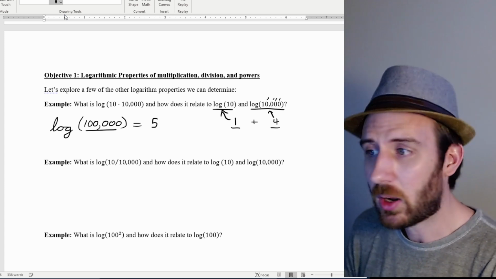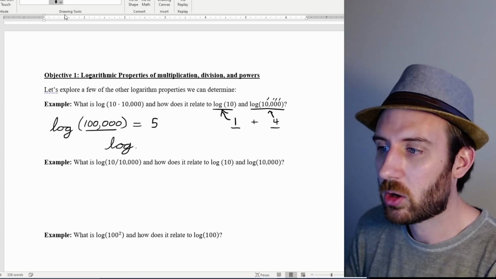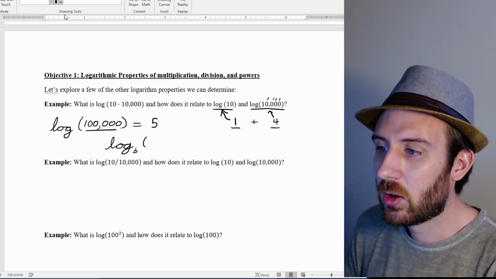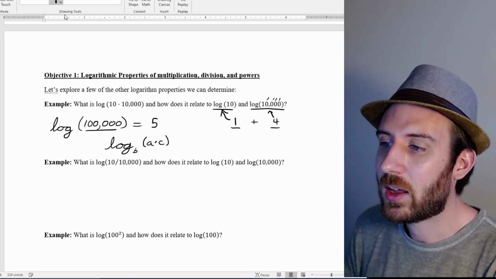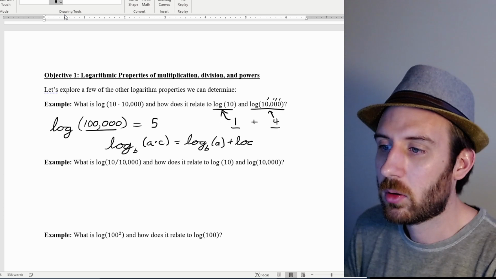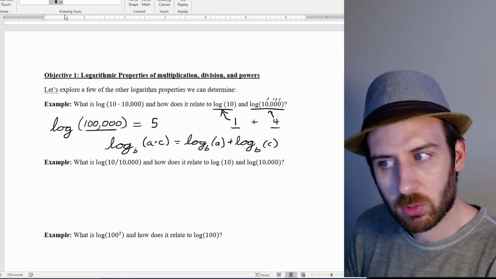And that actually is a property, and it's a property of saying log base b, for base, we'll keep it generic, of something times something else can actually be thought of as logarithm base b of a plus the logarithm base b of c. And we can take a moment and think through again why that is.